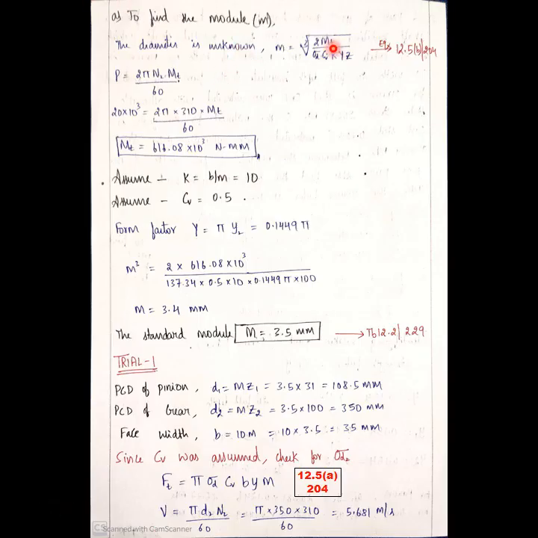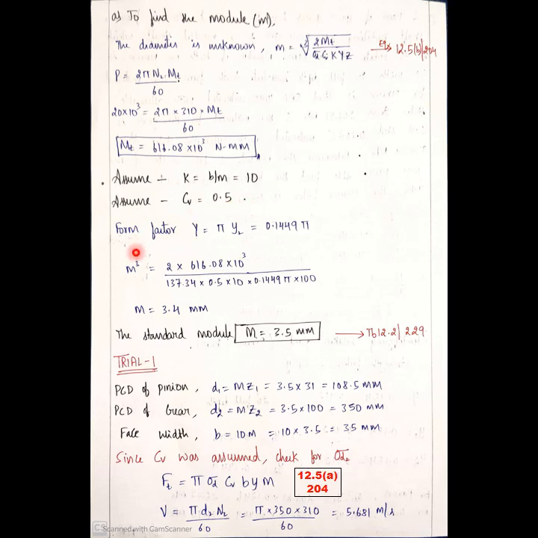Now to find the module, the diameter is unknown, it is not given, hence we take this formula. P is equal to 2 pi N T by 60. Similarly, N2 is considered, the speed of the gear, because the design is based on the gear. The power is given, so we calculate MT. Now this is a very important step, and since K is not given, we will assume B by M is equal to 10. Similarly, CV is equal to 0.5. This is a very important step.